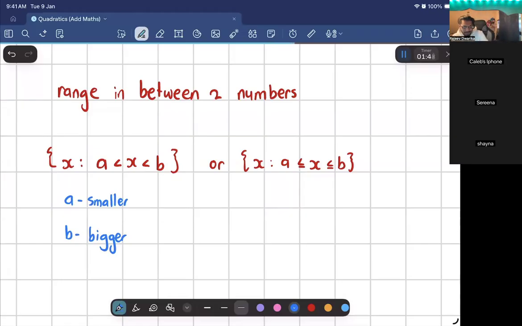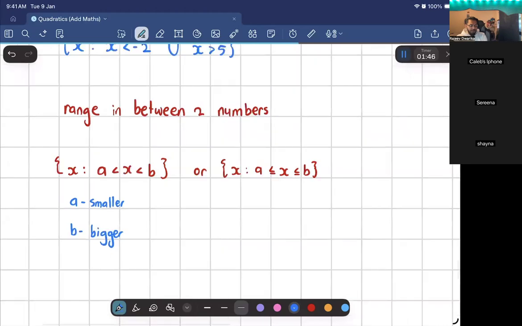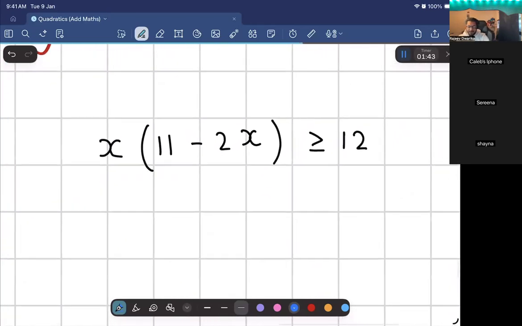All right. Do you all have this copied down? Yes, sir. Okay, good. Good luck, guys.